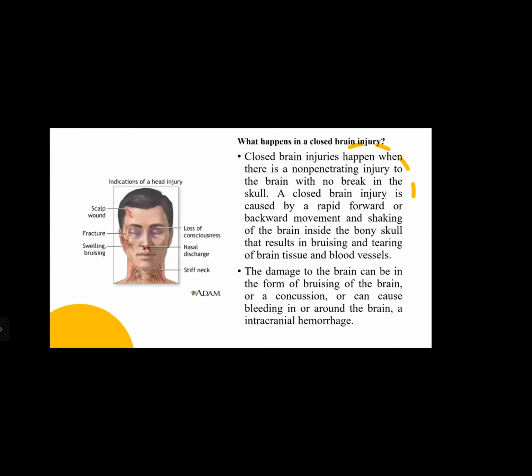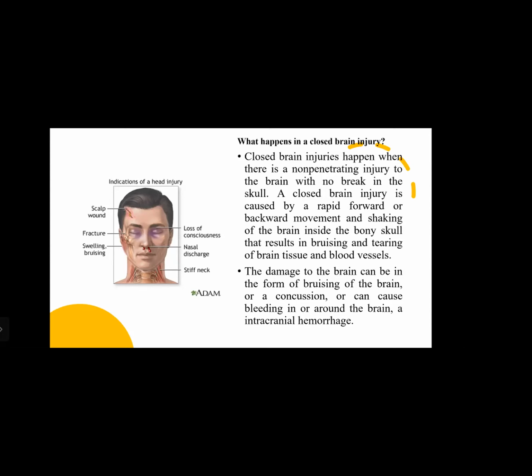So what happens in a closed brain injury? As already said, there is a non-penetrating injury to the brain with no break in the skull. A closed brain injury is caused by a rapid movement. As we can see on the small diagram here, we can see some bruises, some scars, some fractures, and some nasal bleeding, so we can tell that there's something else going on.